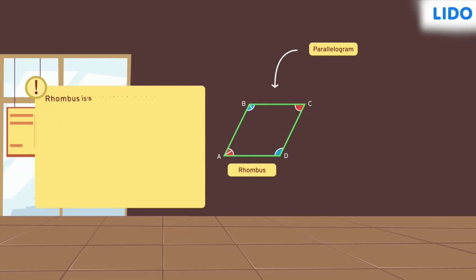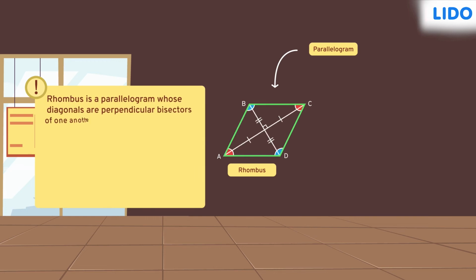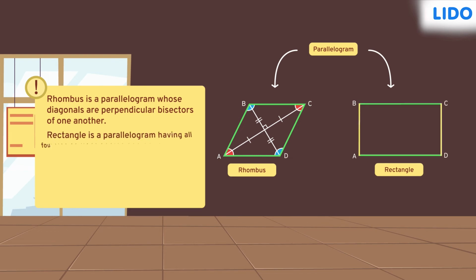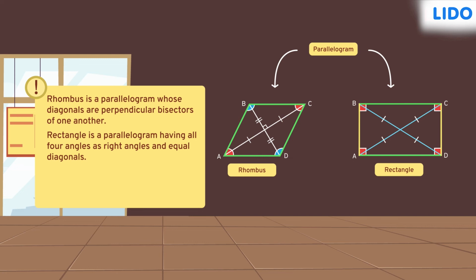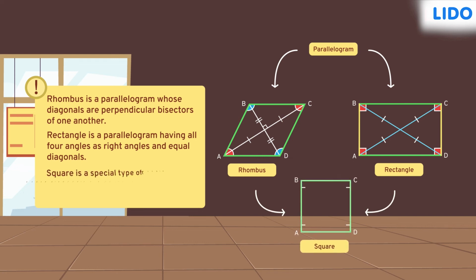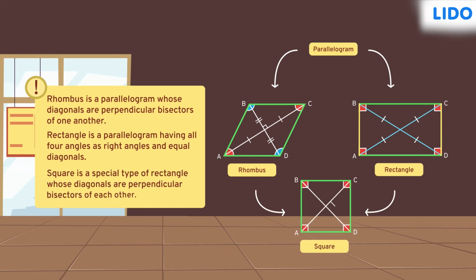To conclude, rhombus is a parallelogram whose diagonals are perpendicular bisectors of one another. Rectangle is a parallelogram having all 4 angles as right angles and equal diagonals. Square is a special type of rectangle whose diagonals are perpendicular bisectors of each other.